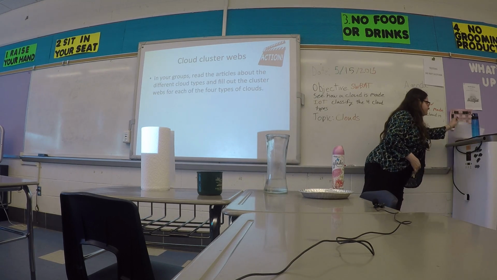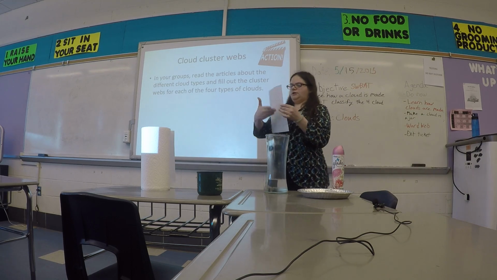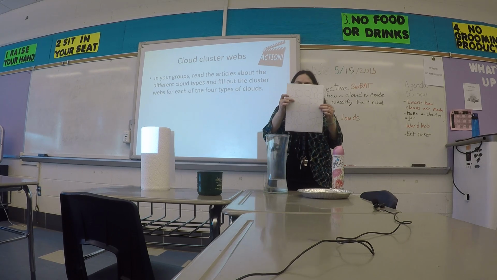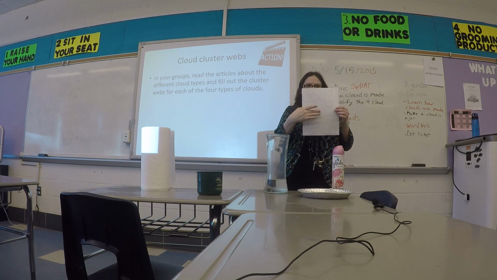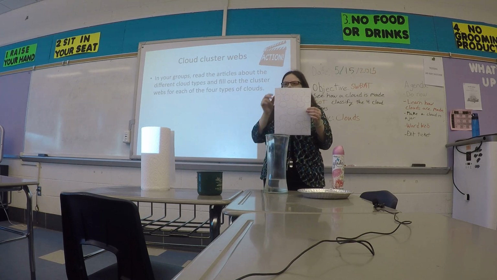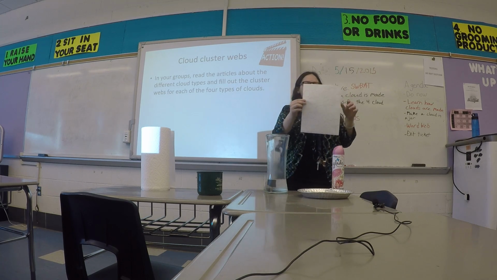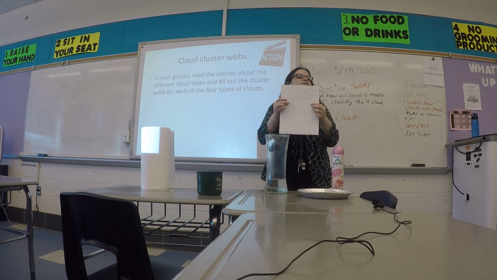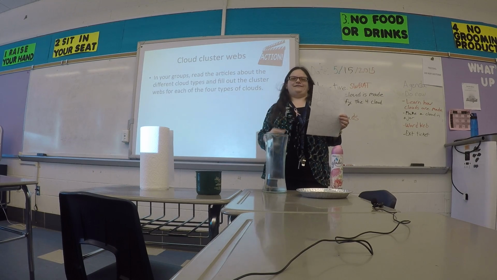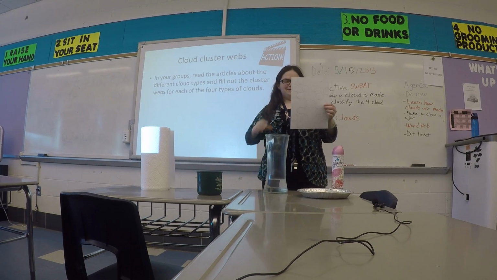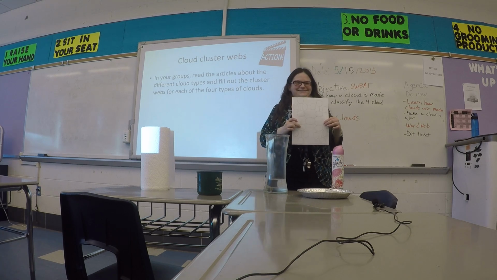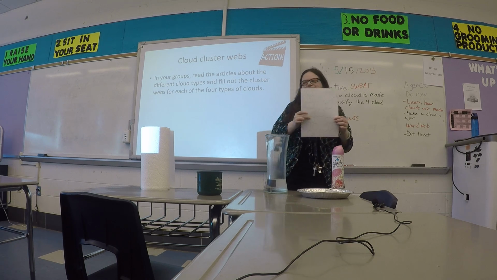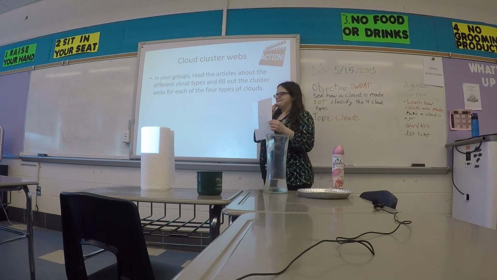So to give you an idea, this is our lovely little cluster web. What should go in the center? Clouds. What do you think should go here? Main idea. Well, no, the main idea is in the center. So what else? The names of the clouds. Okay, so to recap, what are the names of the clouds? Nimbus. Cumulus. We already got nimbus. What do we got? Stratus. What's the last one? Cumulus.